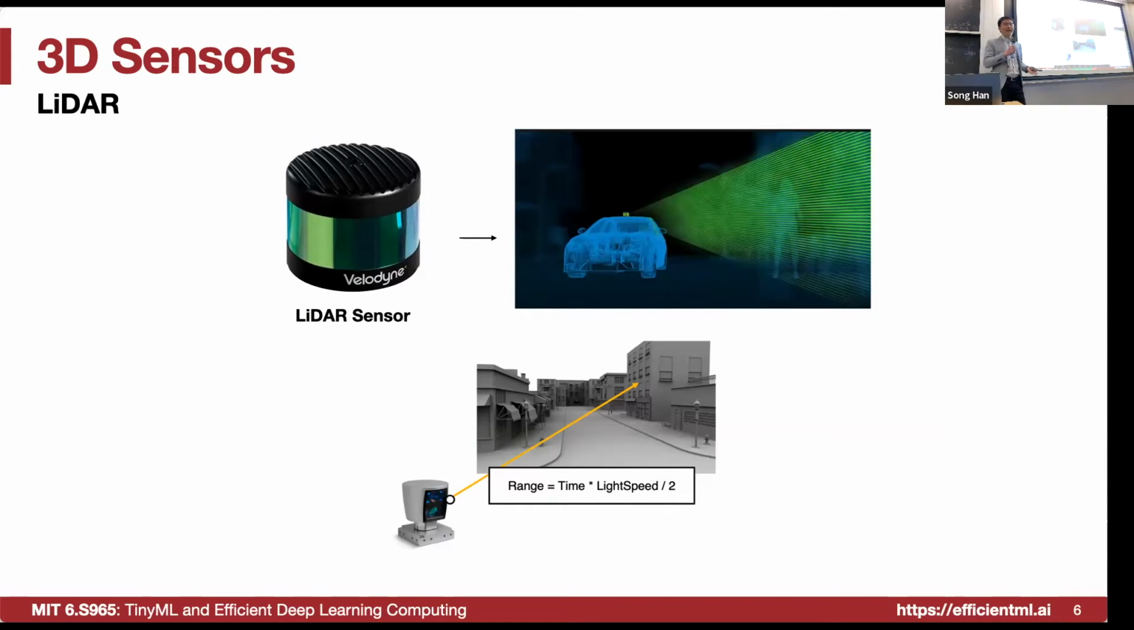So this point cloud is collected by the LiDAR sensors. The LiDAR sensor emits the wave, so we can calculate the range by this equation: the time times the speed of light divided by 2, that gives you the distance. Okay, so unlike cameras, a LiDAR sensor can get very accurate distance information.